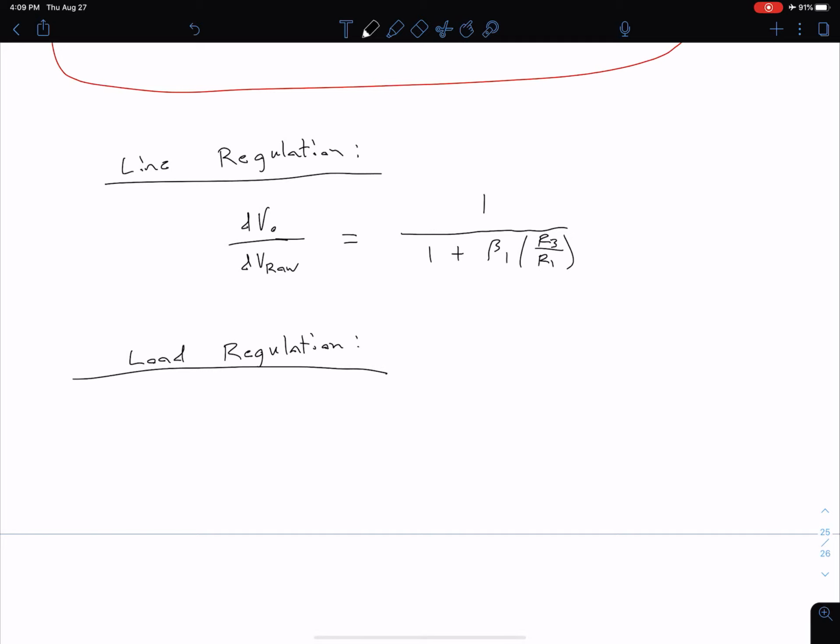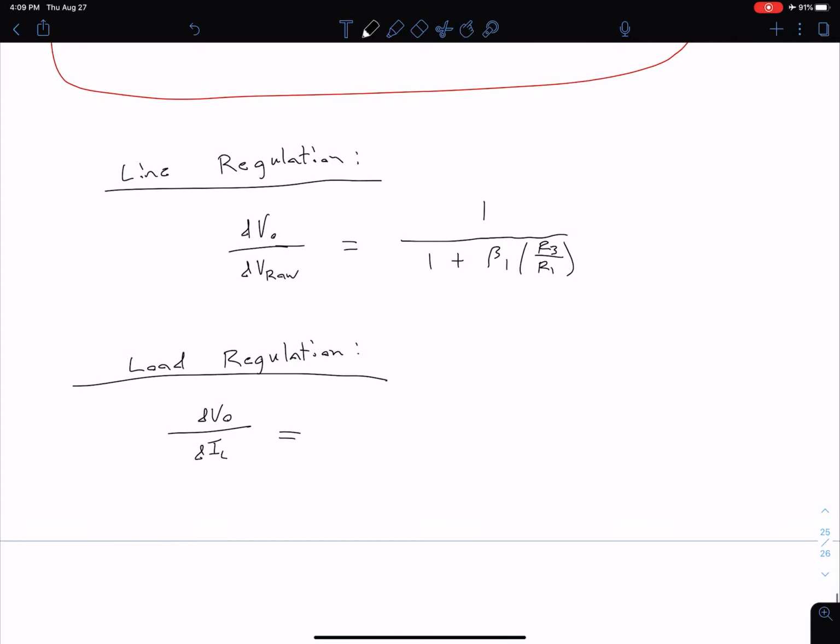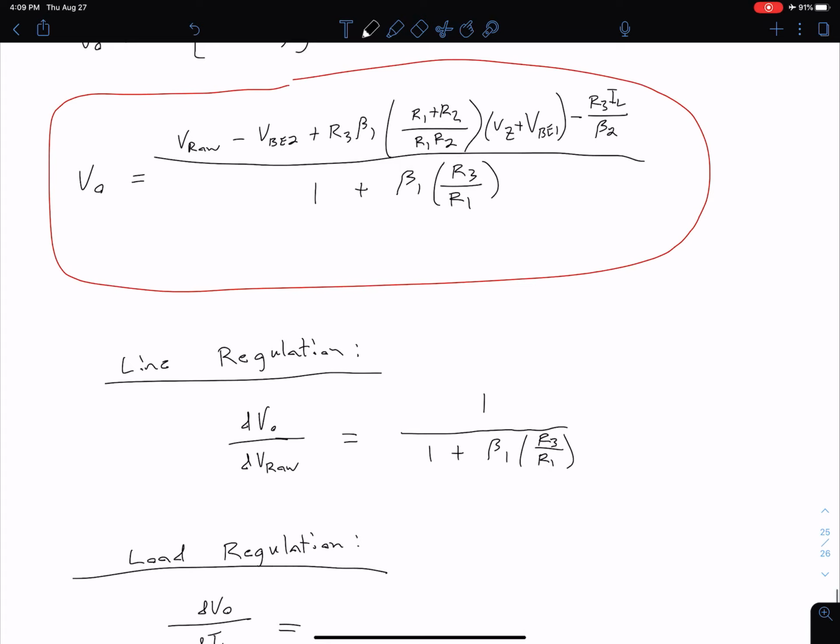Well, we're talking about how much our output voltage changes with respect to changes in our load current. Of course, changes in our load resistance are going to be reflected by changes in our load current. So again, we come back up to this equation boxed in red, and we say, well, the only place we have IL is here. So in this case, we get to ignore all of this, and we just focus on this one term over here on the far right.